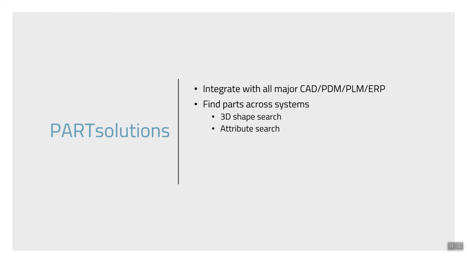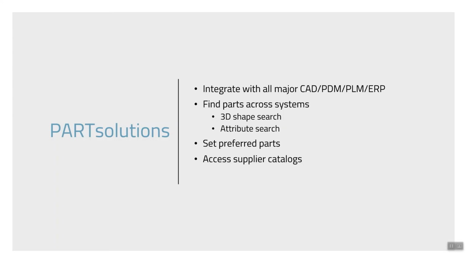And then you're able to find parts across those systems. So you can have a multi-CAD, multi-PLM, multi-ERP environment, and engineers are able to find parts across any of those databases that you want them to be able to search using 3D shape search and attribute search functions. Then you're able to set preferred parts in Part Solutions, so that when an engineer goes to search for a part, they're able to automatically see in their search results whether that part is preferred or not.